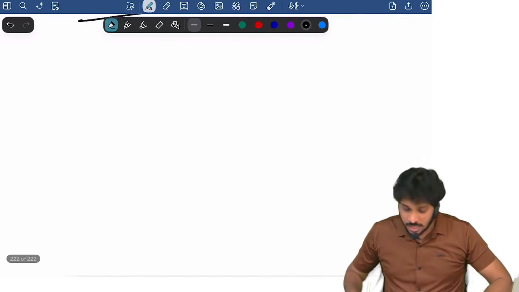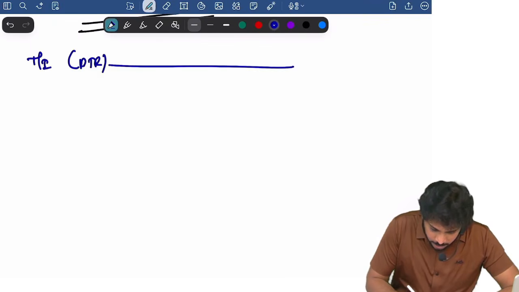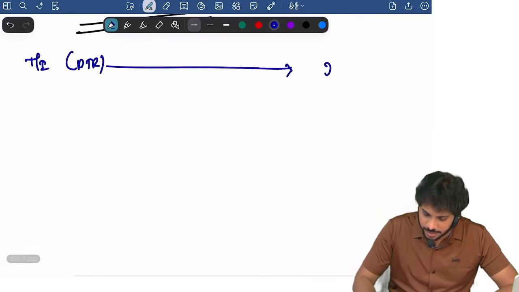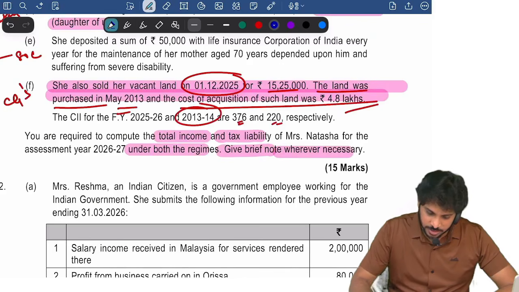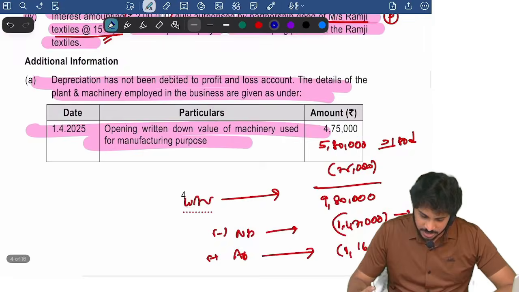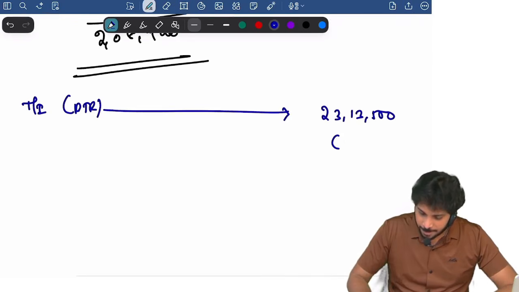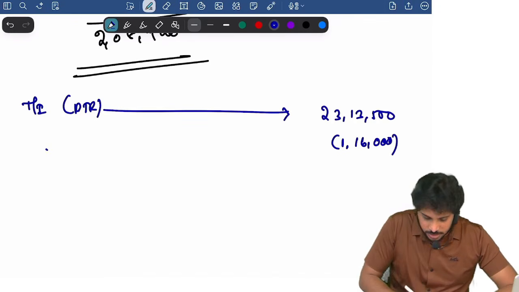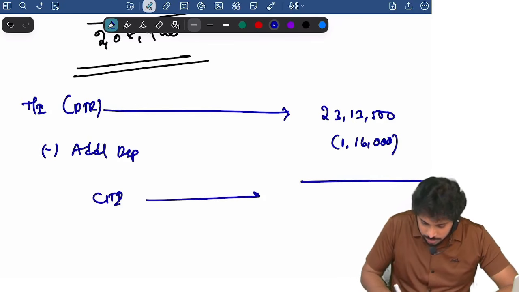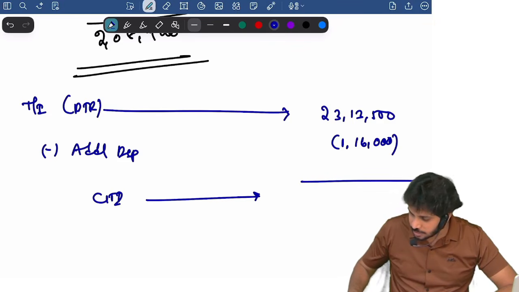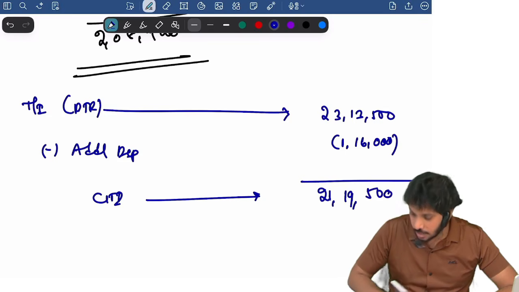Are you clear? Now we'll compute under OTR. Yes or no? Total income under DTR, how much? 23,13,500, 23 lakh 13,500. So what is the optional tax regime adjustment? There is only one adjustment right now. Additional depreciation, except that there is no change. So additional depreciation of 1,16,000. Correct? So revised gross total income is how much? 23,13,500 minus 1,16,000.